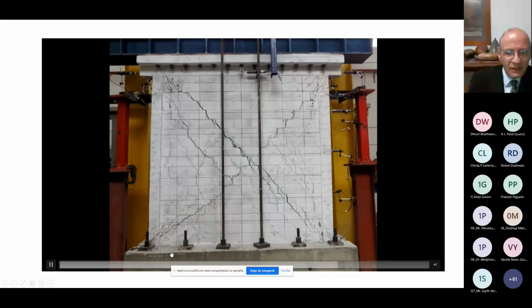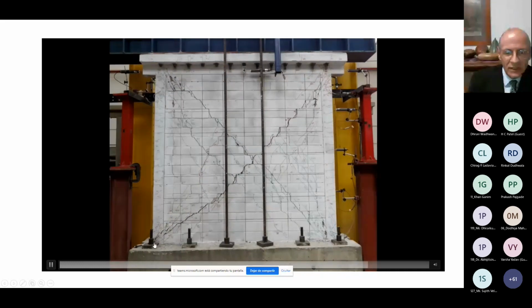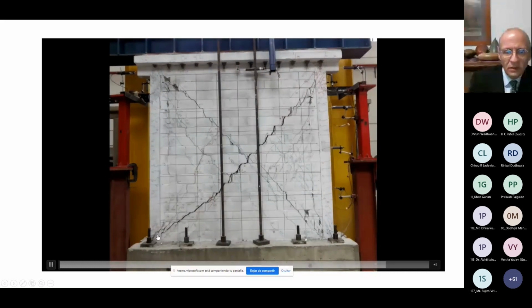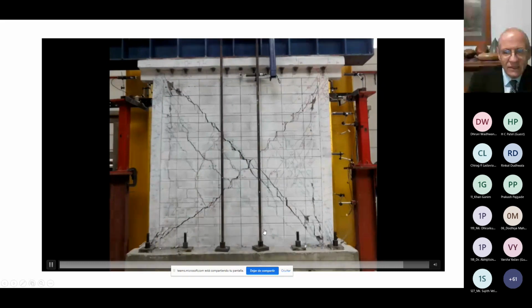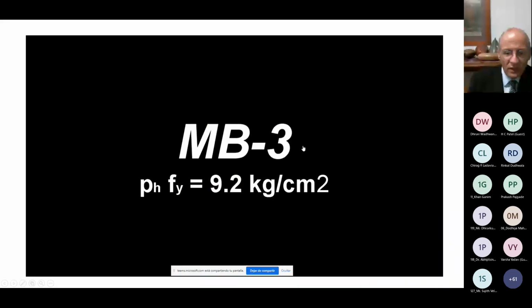now the crack has penetrated the die column here in the bottom, and is close to failure. Now the wall failed because this crack penetrates the die column. This is the end. Let me show you this one.